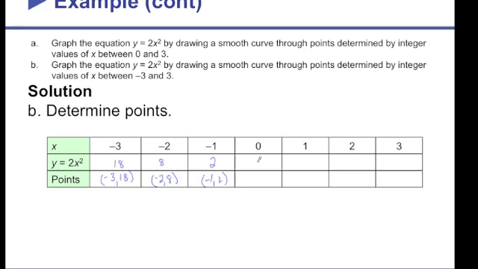0 squared is 0 times 2 is 0, so we'll have the point 0, 0. 1 squared is 1 times 2 is 2, so we'll have the point 1, 2. 2 squared is 4 times 2 is 8, so we'll have the point 2, 8. And 3 squared is 9 times 2 is 18, so we'll have the point 3, 18. Now we're going to go ahead and graph both of these sets of data.